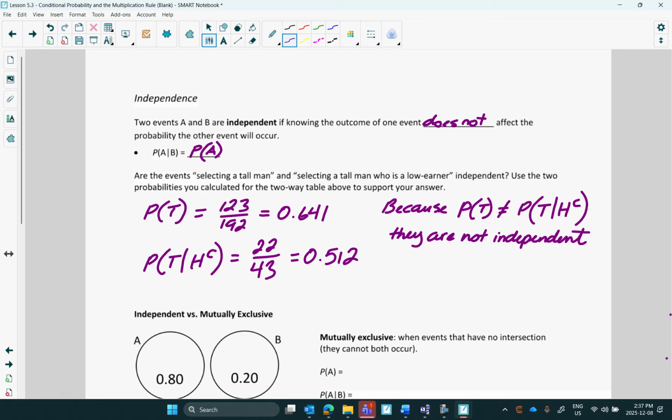Okay? If we look at the actual proportions, we can see that the probability of selecting a tall man, given that they're a low earner, decreases, right? So it changes depending on whether it's a high earner or low earner. In this case, low earner, it goes down.